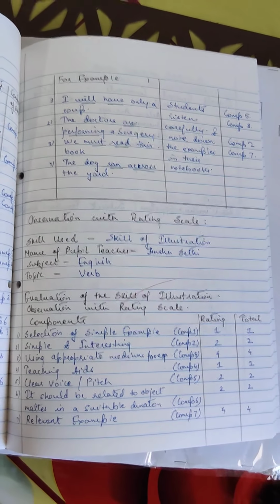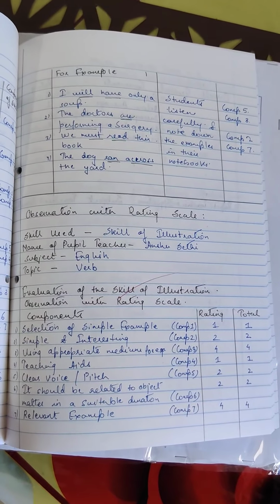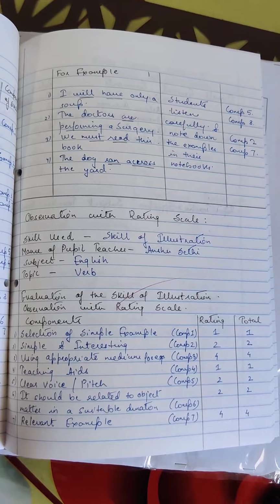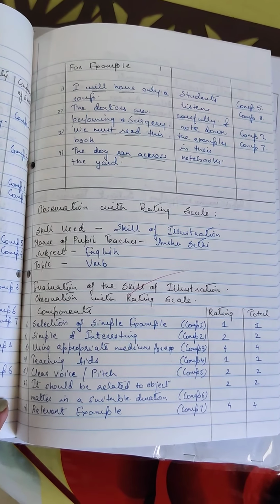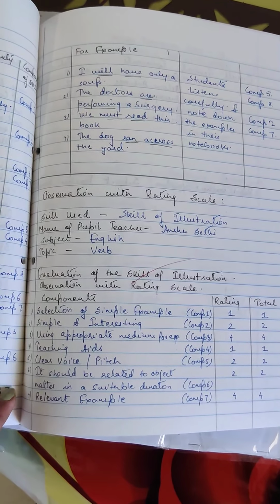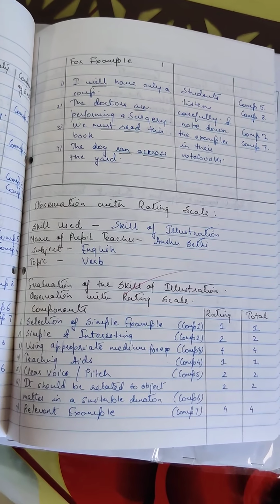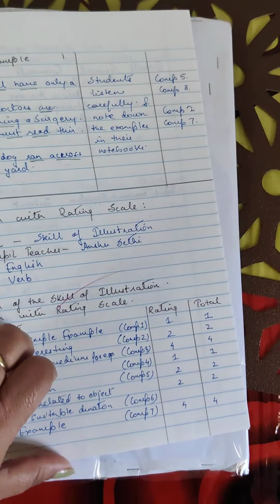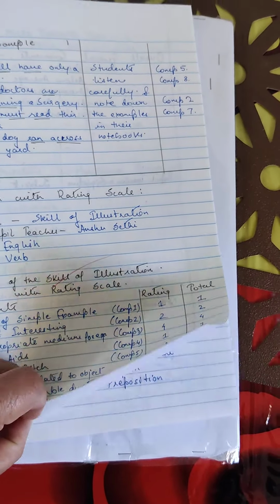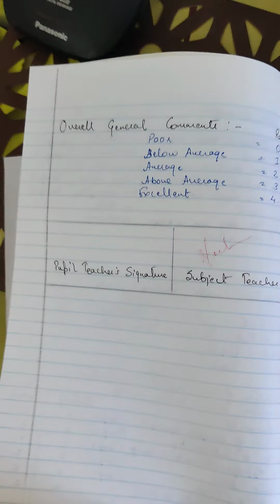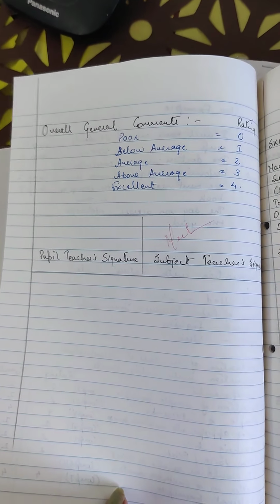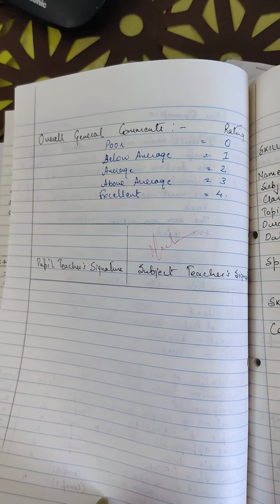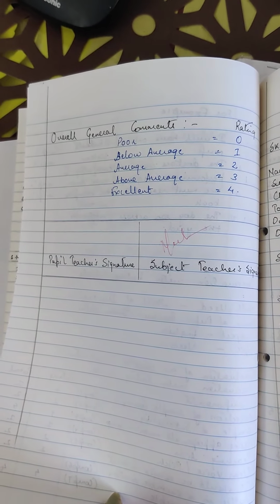We will evaluate the skills, like I've written in the components column all the components. Rating is dependent on how many times I have used each component. Okay, so you can see the numbers accordingly. Then is the overall general comments part. Poor, below average, average, above average, excellent. Then is the signature part.